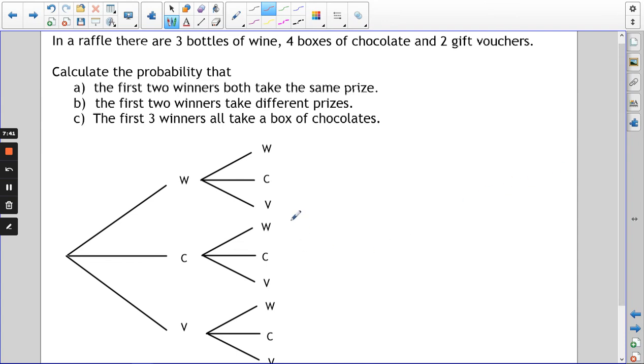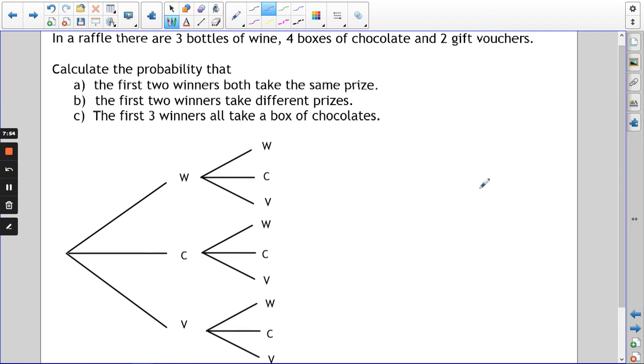If you think you can shorten it, then by all means do. So in a raffle there are 3 bottles of wine, 4 boxes of chocolate and 2 gift vouchers. And we're going to look at the probability that the first 2 winners both take the same prize first of all. So I've got a tree here. So let's get this filled in. So to begin with, there are 9 prizes. 3 add 4 add 2 is 9. So there's 9 prizes initially.